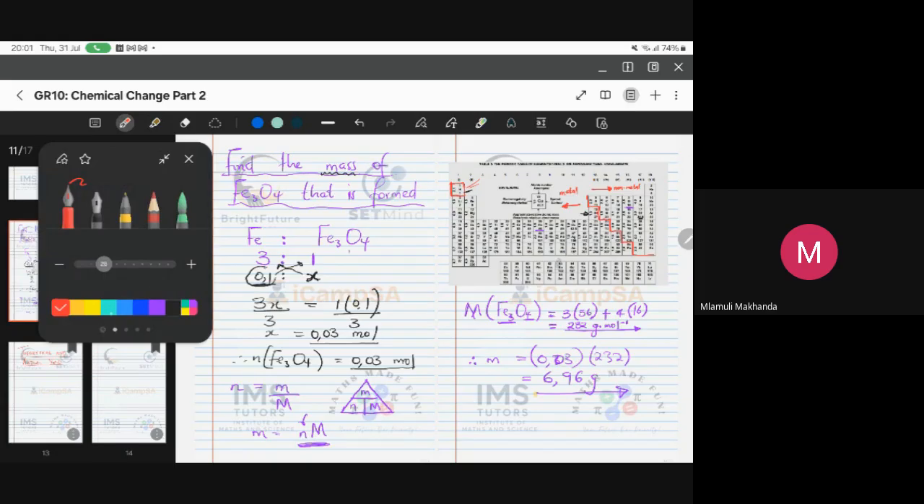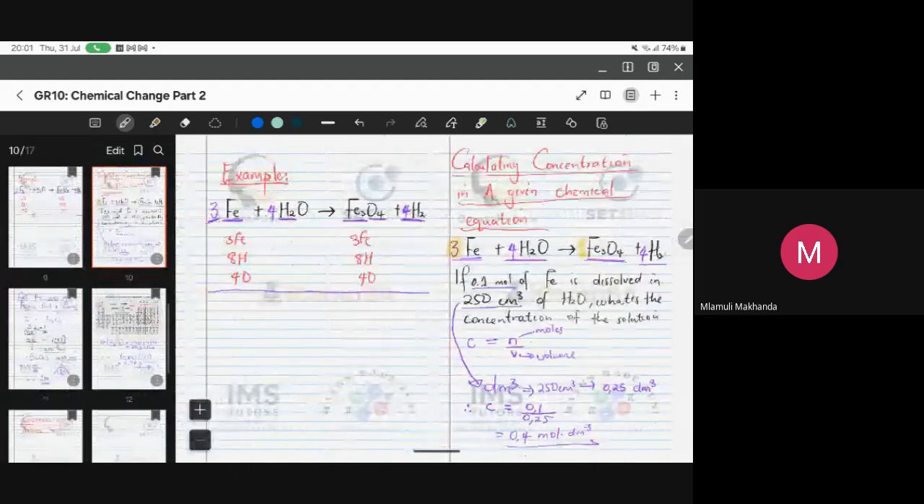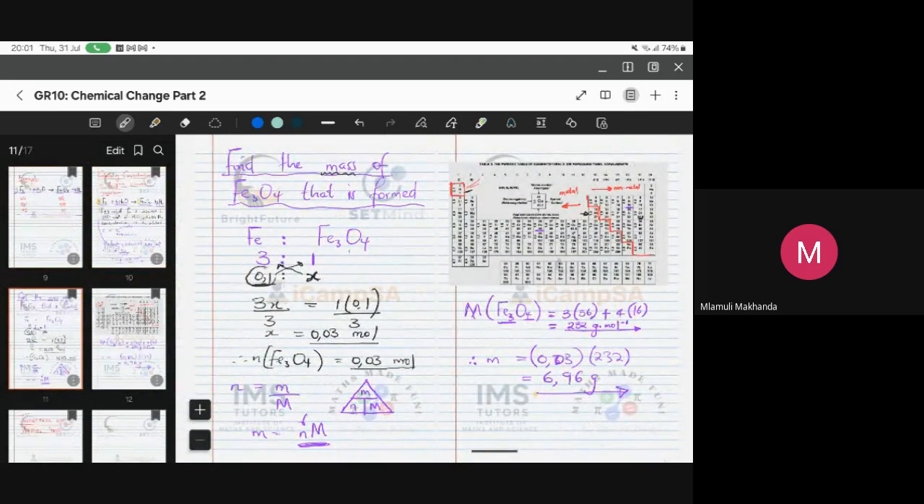Chances are, when you go to the lab to react iron and water, you won't get 6.96 grams of iron oxide. You will probably get something less. The reason for this is maybe some of the contents are lost or they form some other unwanted products that we can't see. Or maybe they form gases that you can't see. And then as a result, some of that mass is lost. Chances are you'll find something like 5.2 or something less, right? But theoretically speaking, which is when you are calculating, you will get 6.96. So let me show you what it means.